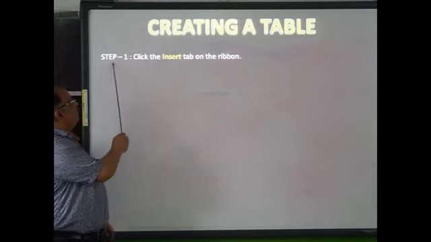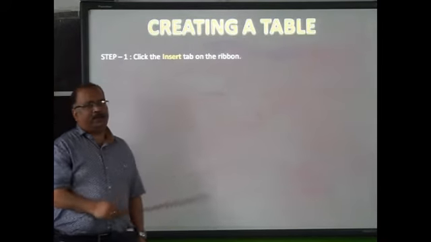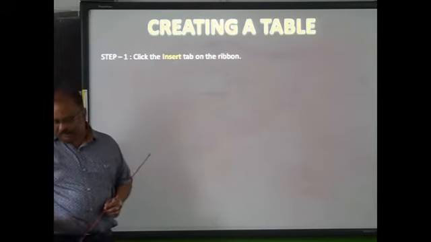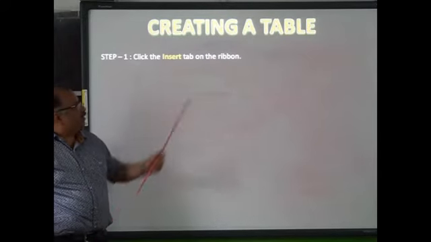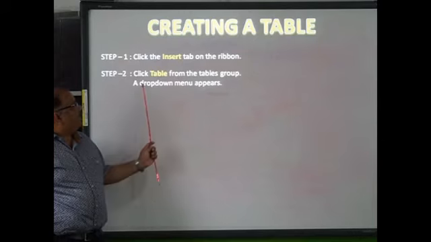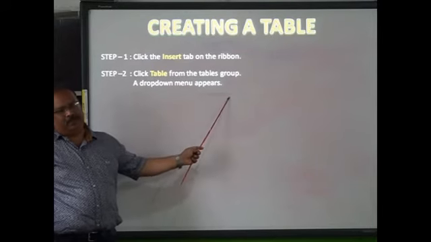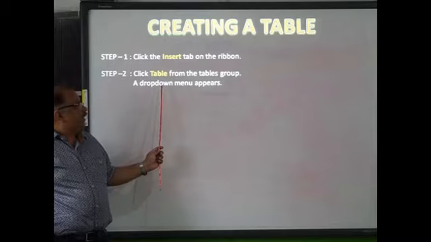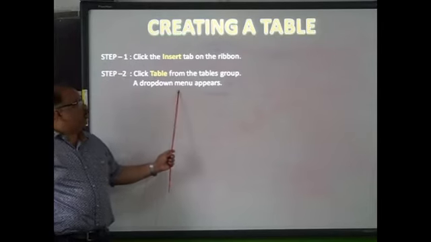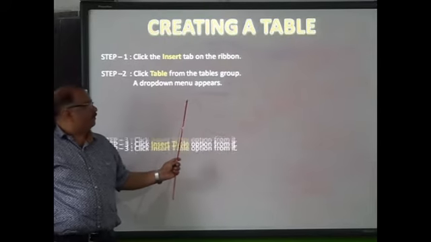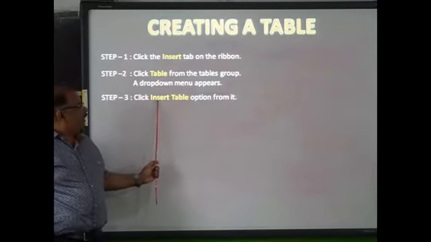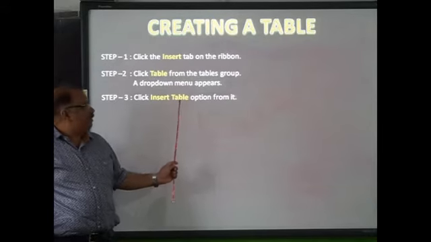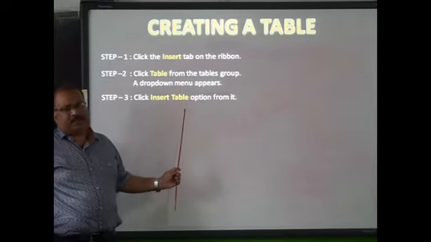The first step is click the insert tab on the ribbon. The ribbon is there on the top, so there you have to click insert because you are going to insert a table, and then you have to click table from the tables group. Below that many options will be there, you have to choose table. Once you click that, a drop down menu appears. Now click insert table option. You are going to insert a table, so click this option, insert table.